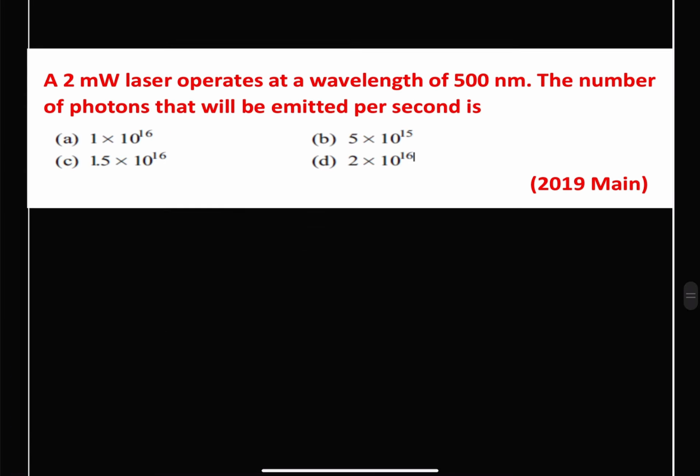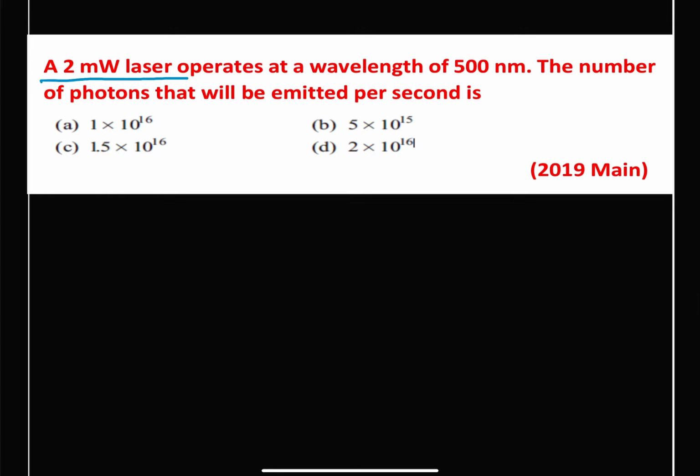It states that a 2 milliwatt laser operates at a wavelength of 500 nanometer. The number of photons that will be emitted per second is. So we are given a laser of power 2 milliwatt and the wavelength is given. First of all, we have to find out the number of photons that will be emitted, and for that we are going to find out our energy, and then we can use the relationship between energy and power to find out the number of photons.